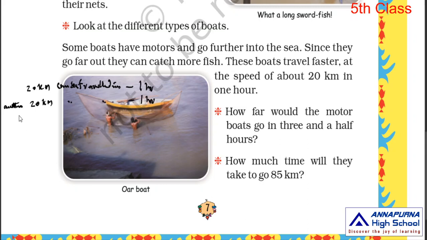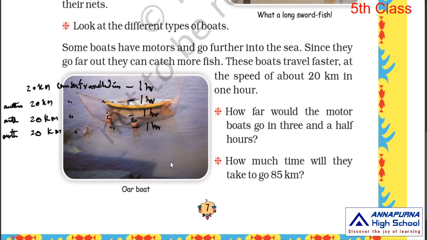So we can calculate like this. Another 20 kilometers can be traveled in 1 more hour. So 20 plus 20, 40 plus 20, 60. So here 85. Take another 20 kilometers, which can be traveled in 1 more hour. That is total 20 plus 20, 40 plus 20, 60 plus 20, 80 kilometers.